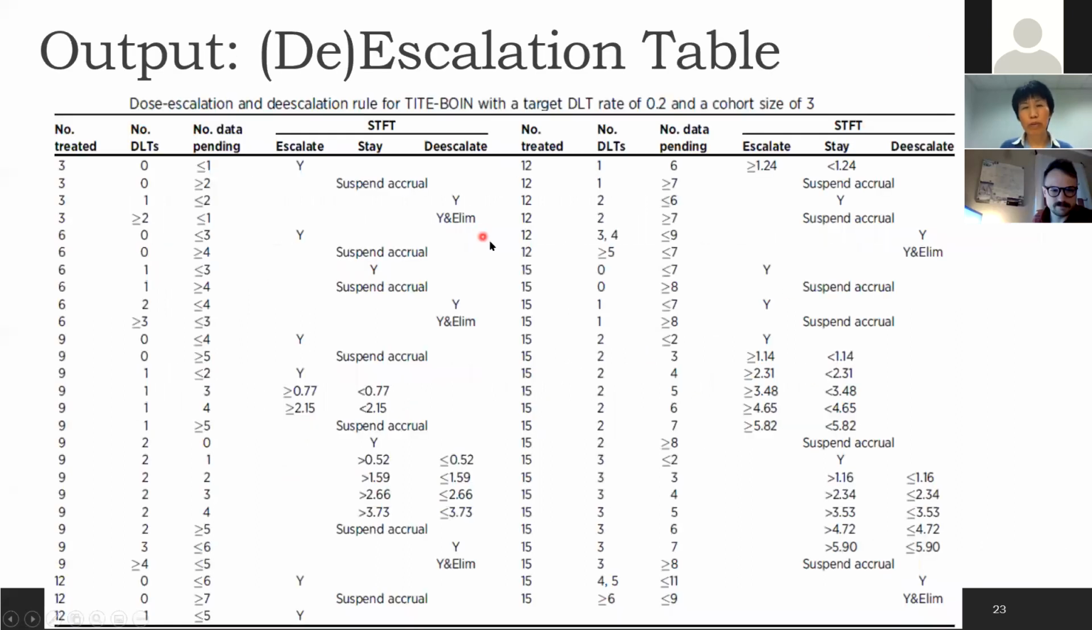So this is the output, the pre-tabulated de-escalation and escalation rule for a trial with a target DLT rate of 0.2 and a cohort size of 3. You see that the number of patients treated, the number of DLTs, the number of pending patients, and the standardized total follow-up time are the components for the dose escalation and de-escalation rule.